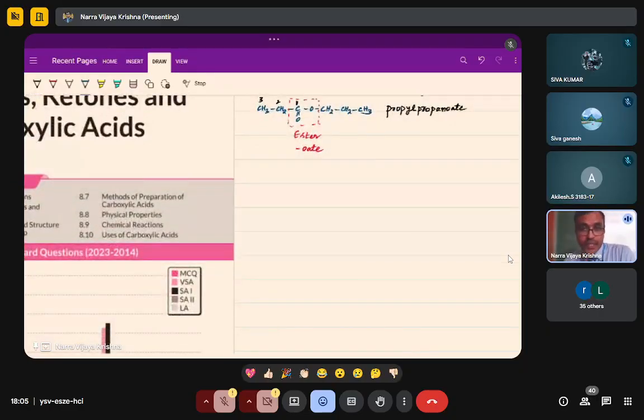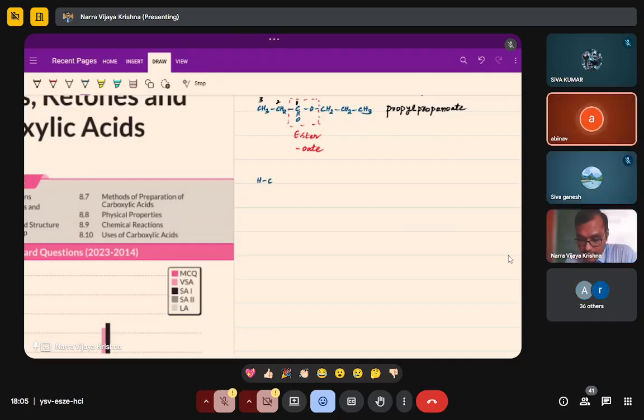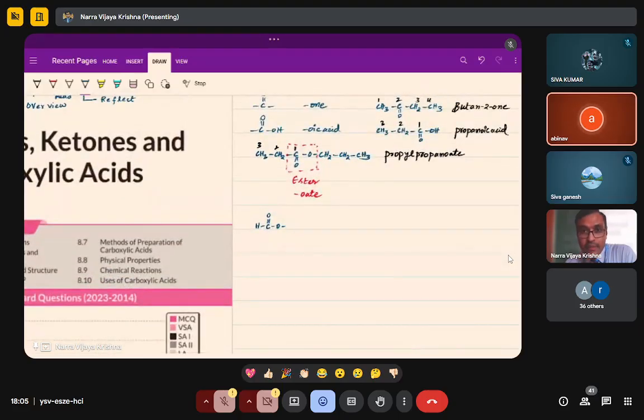Any questions in it? Sir, we are starting from the carbon having the double bond O, and then we are going for 3 carbons, so it is propan. Yes. And the propyl group is attached, so we are calling it as correct.